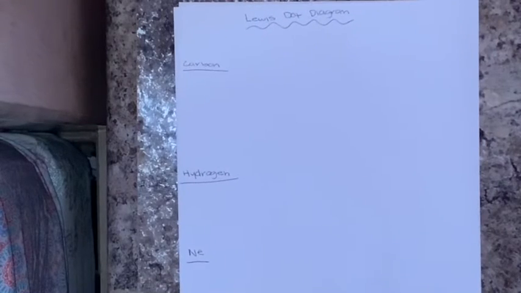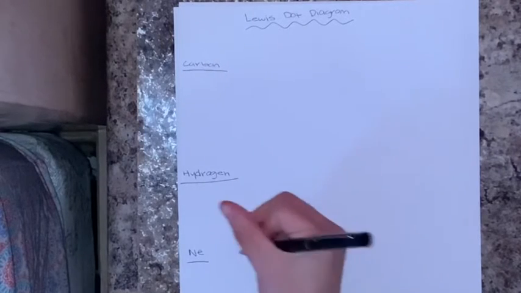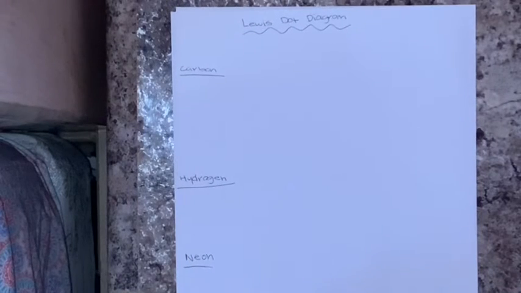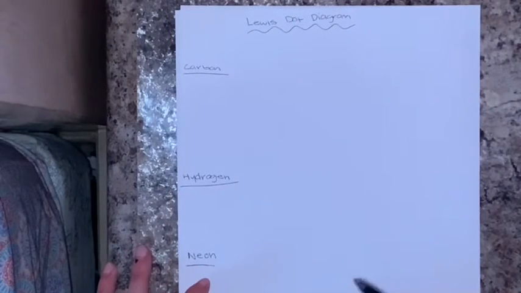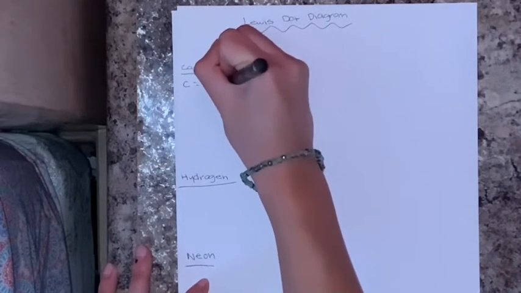And so now we're going to be doing 3 examples of Lewis dot diagram for neutral atoms. So I'm going to roll the clip. So we are going to be doing Lewis dot diagram for 3 neutral atoms. The 3 neutral atoms we have are carbon, hydrogen, and neon. And we're first going to begin with carbon. And carbon has a total of 4 valence electrons.